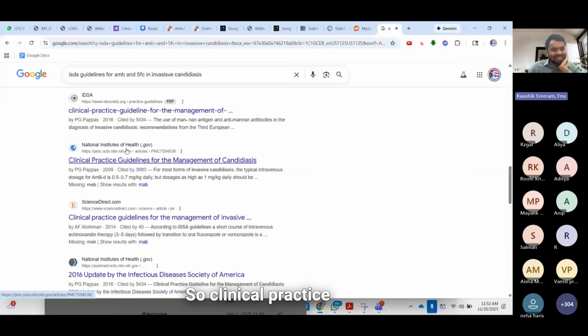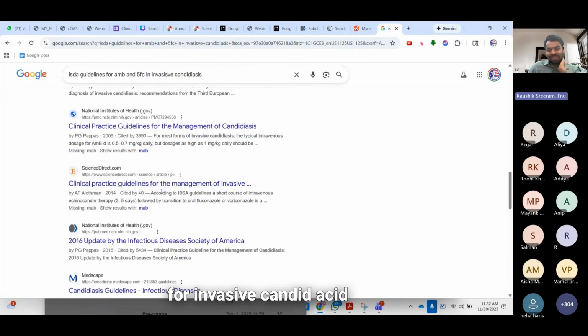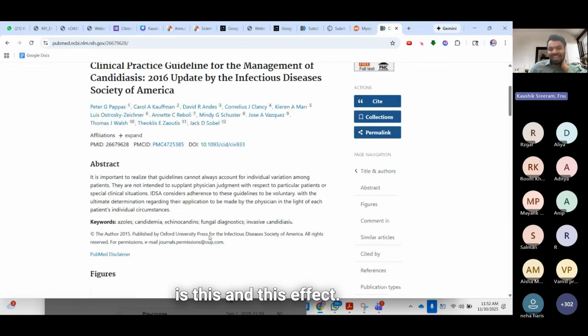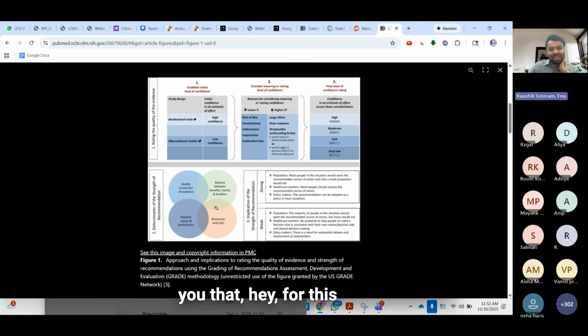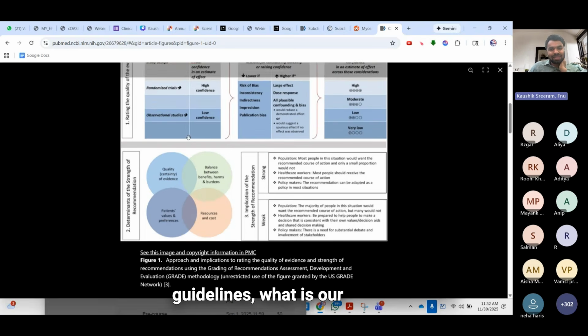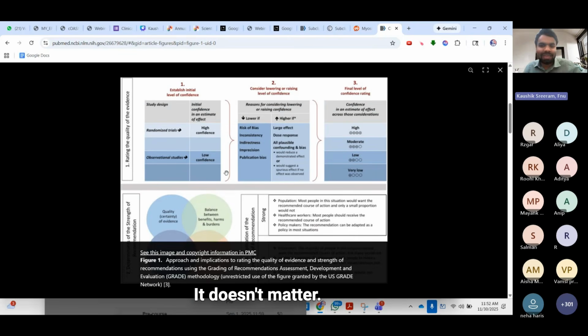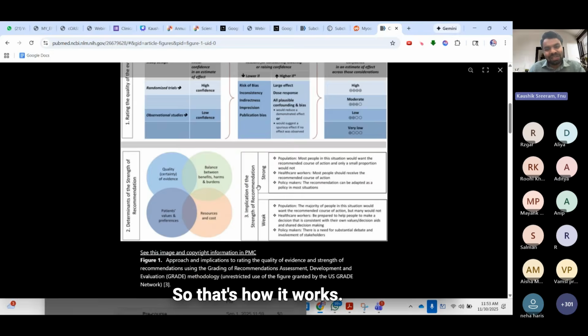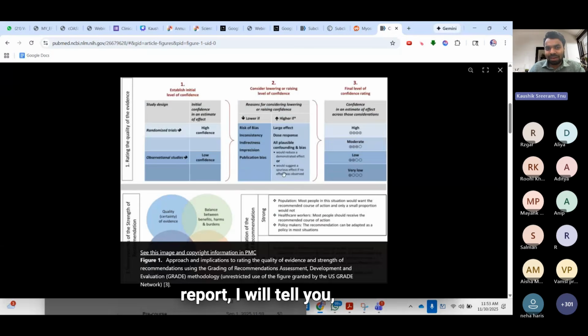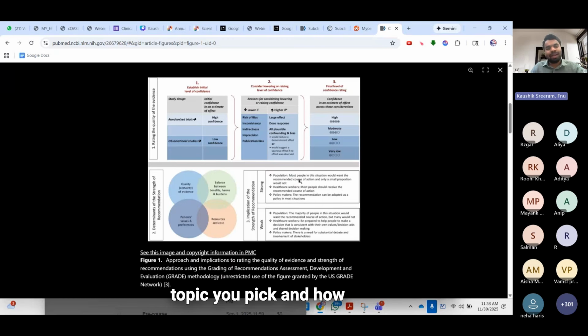So, clinical practice guidelines over here for invasive candidiasis, this. And this is a fact. Then they will tell you, for these guidelines, what is our level of confidence? Low. It doesn't matter. There is no other data, right? So that's how it works. So if you ask me about case reports, I will tell you, yes, they're important. It just depends on what topic you pick and how important that topic is. Does it make sense?